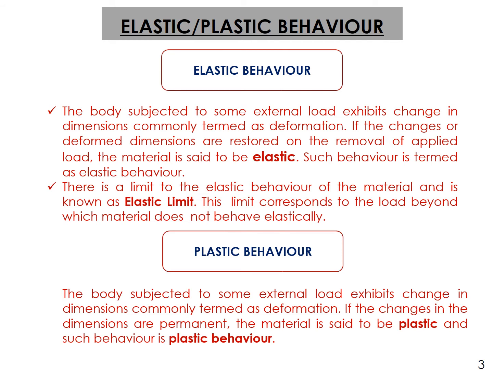So if that change is permanent, and the material is not able to regain its original dimension, we'll say the material is exhibiting or showing plastic behavior. So these things are very important. Plastic behavior, I can quote examples. For example, the utensils at your home, in your kitchen, those are plastically deformed.